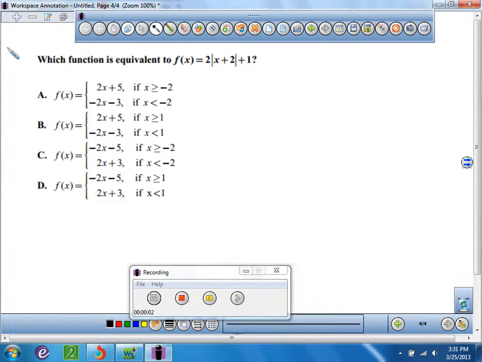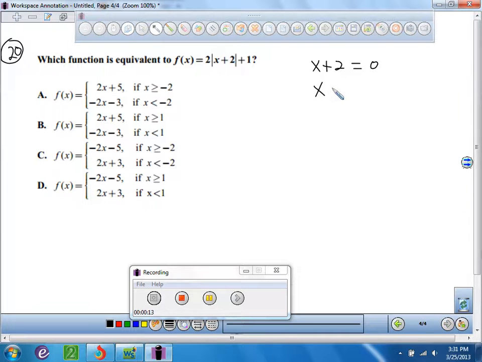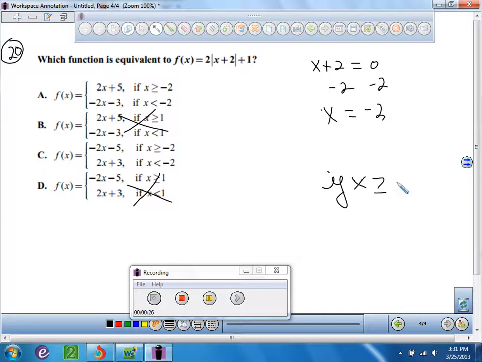Alright, here we are on question 20, and we want to write this as a piecewise function. So the first thing I'm going to do is set up x plus 2 equal to 0. And so I get minus 2, so I'm going to subtract 2 from both sides. So I get x equal to negative 2. So I can go ahead and eliminate those two answers. So our if parts is if x is greater than or equal to negative 2, and if x is less than negative 2 will be our if parts.